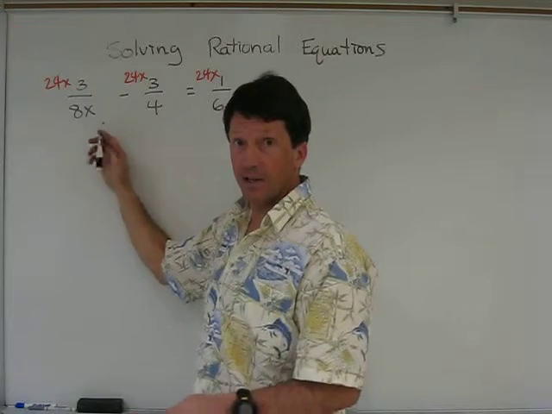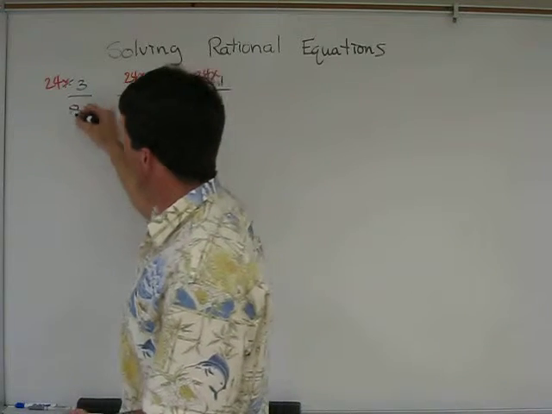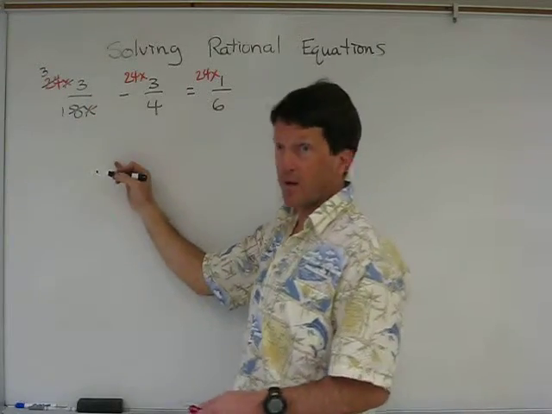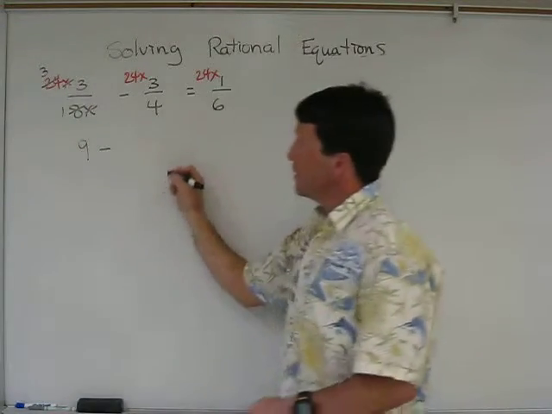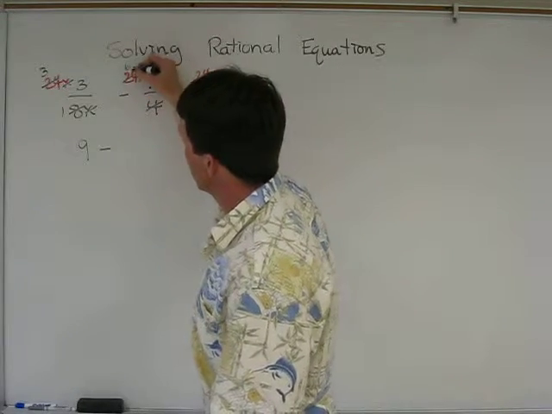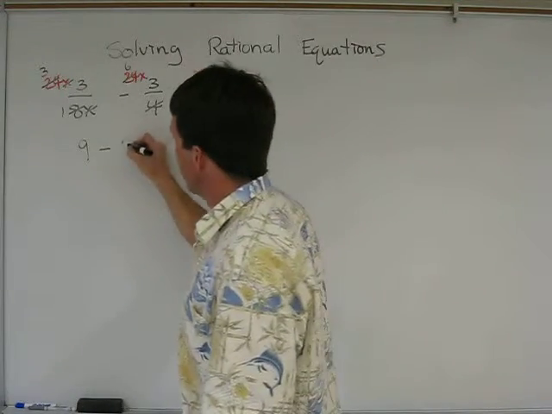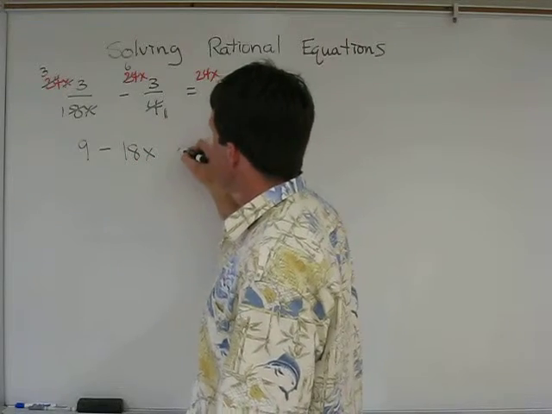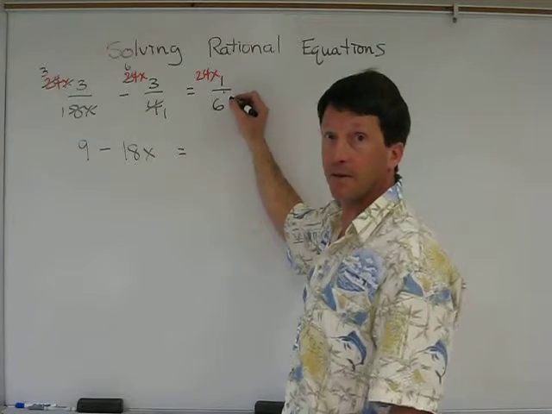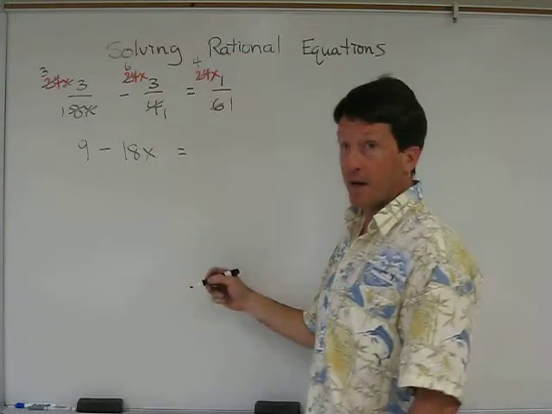On this first one, the x cancels out. 8 goes into 24 3 times. So all you're left with is 3 times 3. In the middle term, 4 goes into 24 6 times. So you're left with 6x times 3. And then on the right-hand side of the equal sign, 6 goes into 24 4 times. So you're left with 4x times 1.